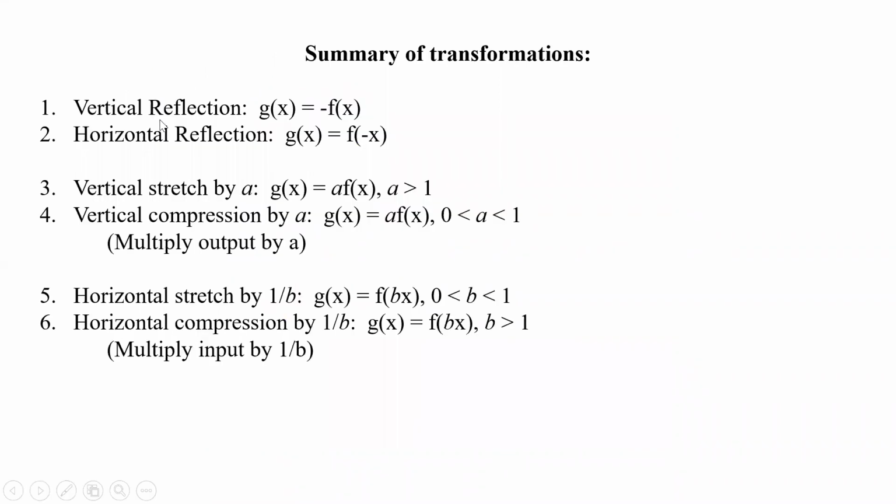So now here's a summary of all the transformations. We have vertical reflection, and that's g of x is equal to negative f of x.